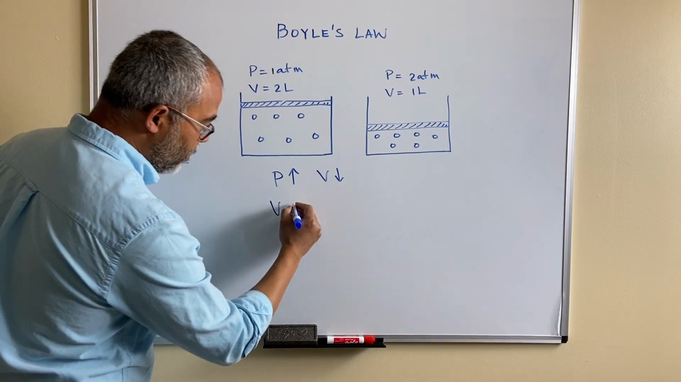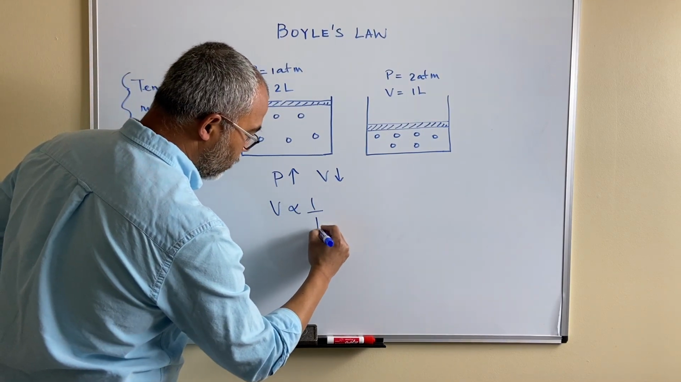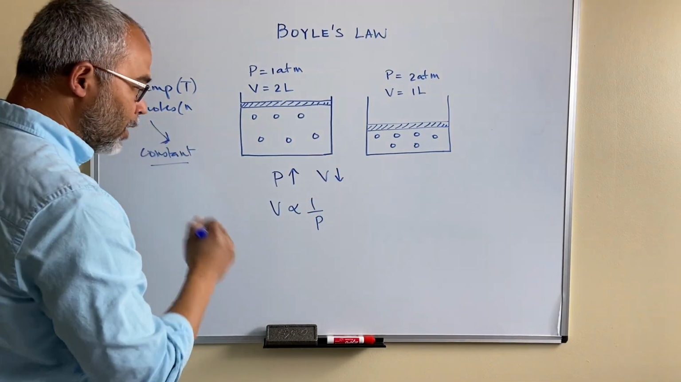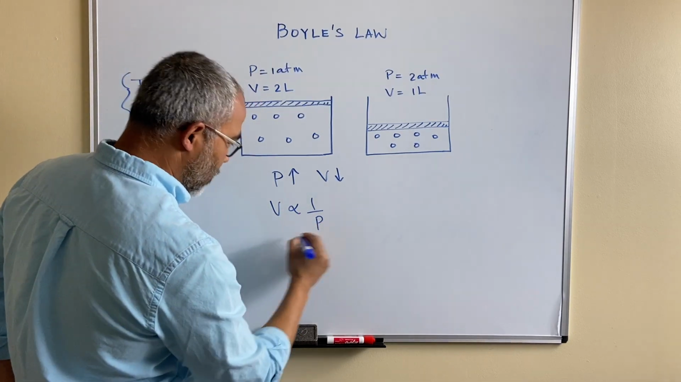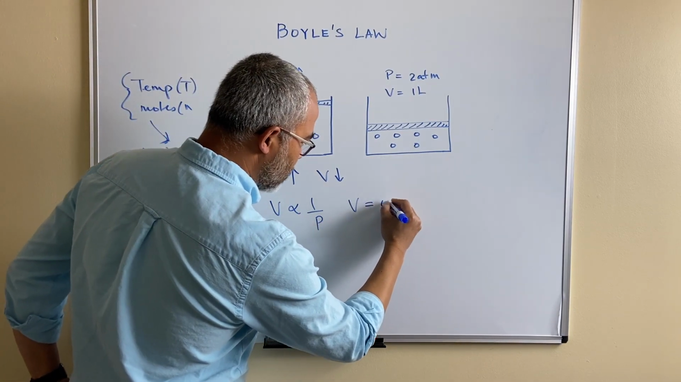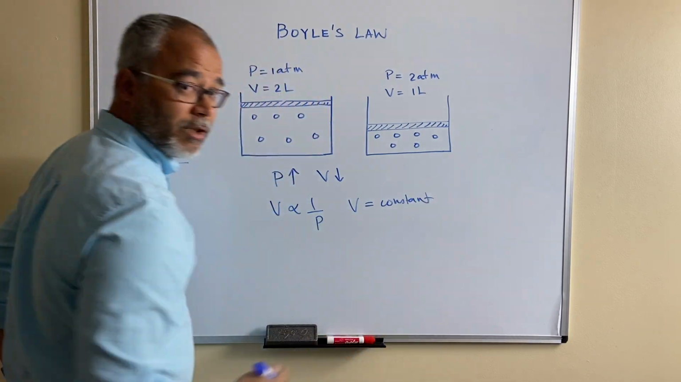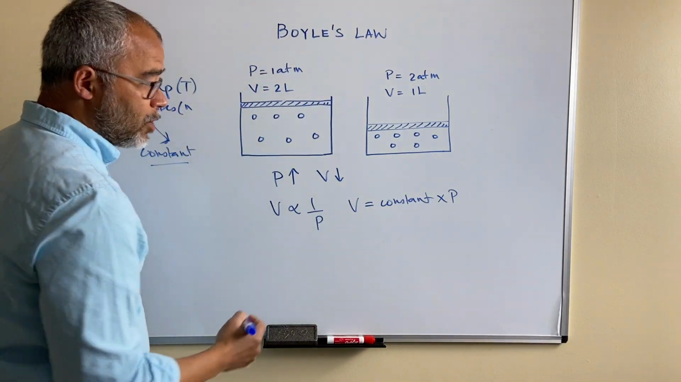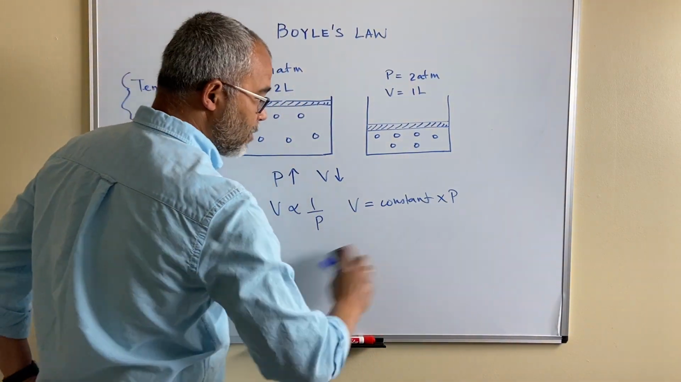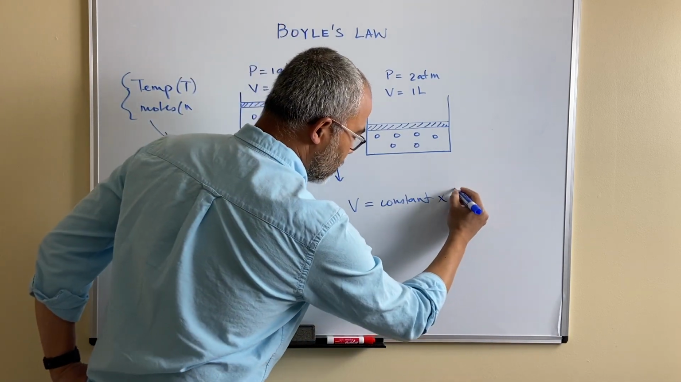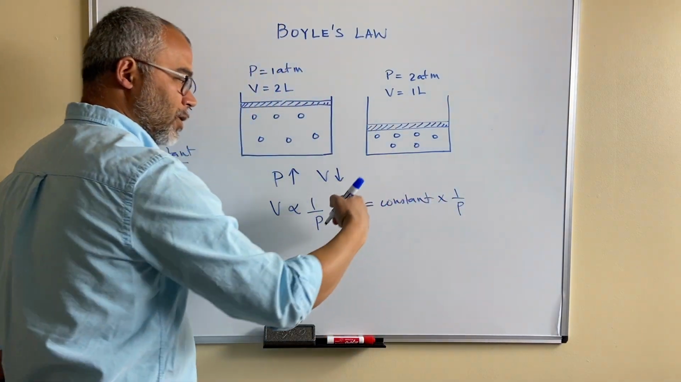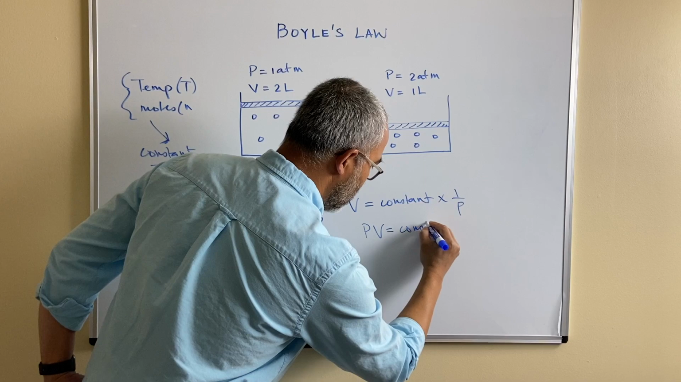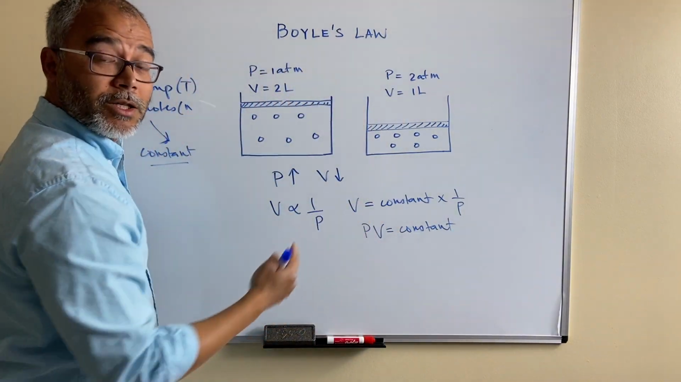So we have volume is directly proportional to 1 over the pressure, because they go in opposite directions, as you can see out here. Now, if you remove the proportionality sign, we can get volume is equal to a constant. So that's always the rule. To remove the proportionality sign, you add a constant, and then you times it by 1 over pressure. So now if I take the pressure on the left side and keep the constant on the right, then this becomes PV is equal to a constant. So that's Boyle's law for you.